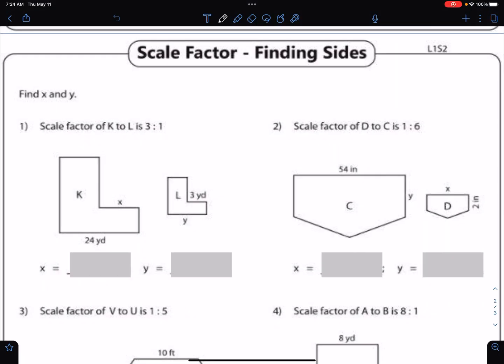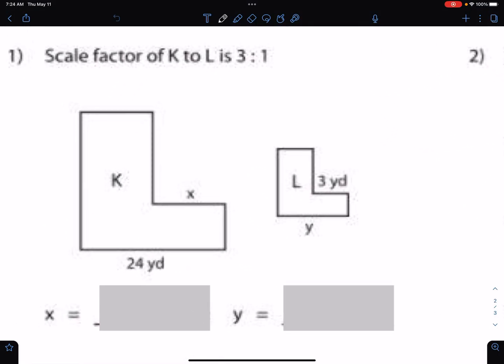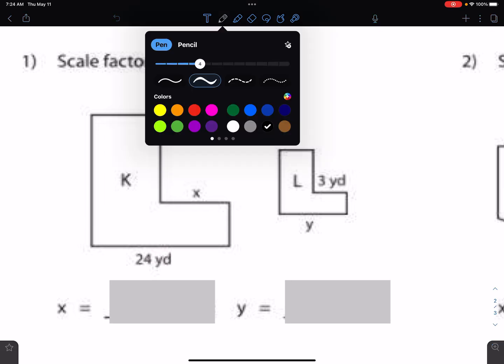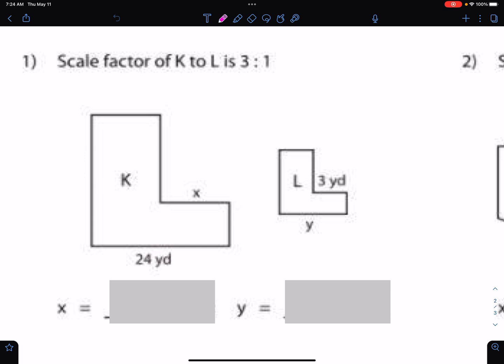Okay, this is the second side of scale factor finding sides. I'm going to blow this up as best I can. I'm going to look at this as x. How do I do that? Since the scale factor is 3 to 1, since it is getting smaller, that means 3 over 1. So I'm going to do 3 times 3 to make the x.